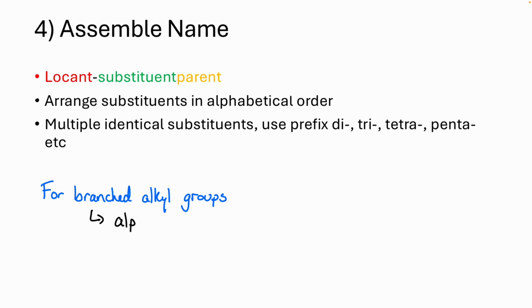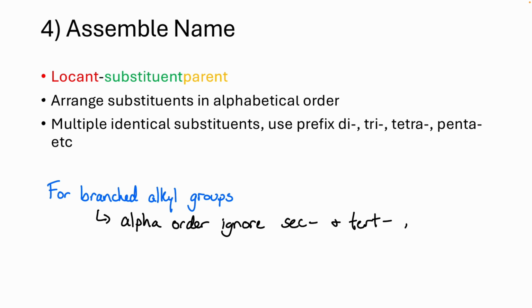When we put things in alpha order, we're going to ignore that sec and tert. Again, I don't make the rules, but you ignore it when it's sec and tert, but not when it's iso. So for whatever reason, if it's an isopropyl group, you consider that I. If it's a sec-butyl group, you ignore the sec out front and just look at butyl. So we're going to ignore sec and tert, but not iso.